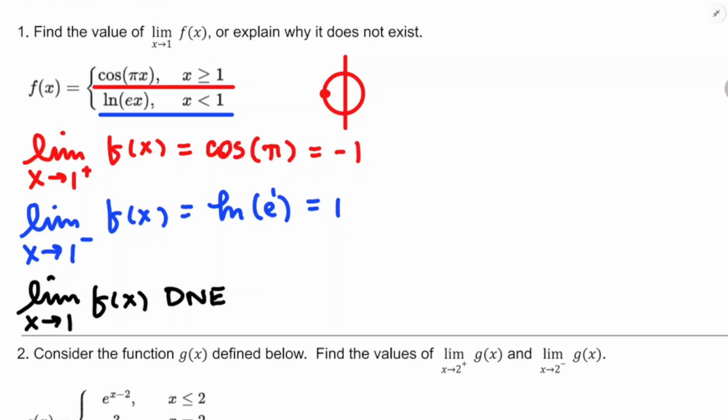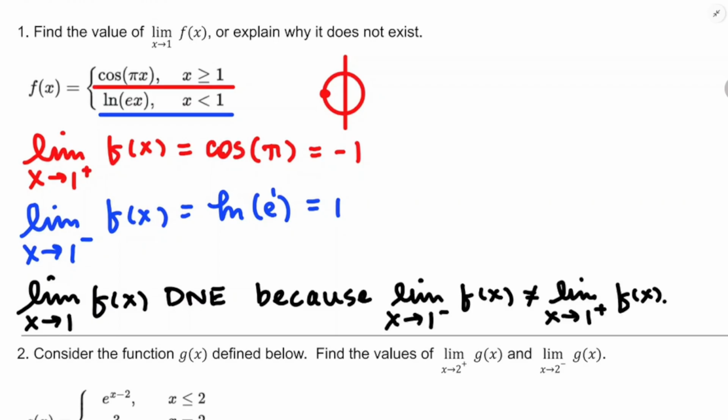Really the reason is the disagreement in one-sided limits, but that's not going to be specific enough. What you need to write is that, specifically, the one-sided limit from the left is not equal to the one-sided limit from the right. And you're going to see in this course, the explain part is going to be just as, if not more, important than the actual answer itself.